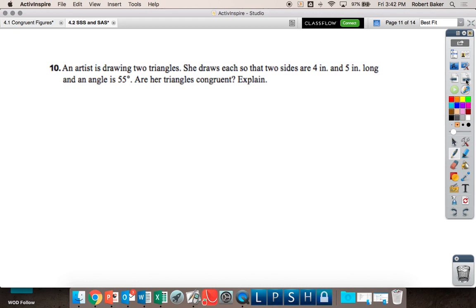Let me read it to you. An artist, a person who draws things, draws two triangles. That's two three-sided figures. She draws each triangle so that one side is 4 inches long, one side is 5 inches long. There is also a 55-degree angle. Are her triangles congruent? Explain. SAS.